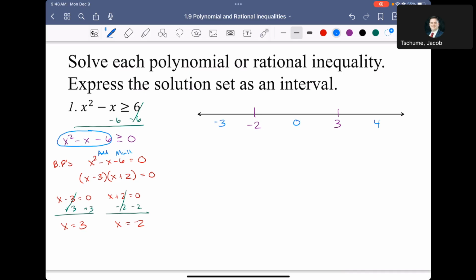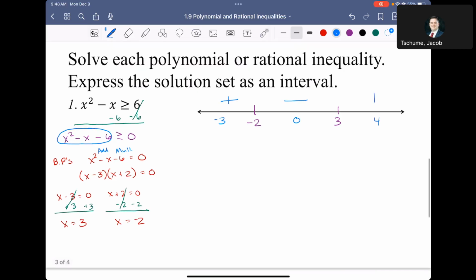So if you plug -3 into your expression, you should end up getting, give me 1 second, a positive number. So I'm just going to put a plus symbol there right now. If I plug 0 into the exact same thing, you should end up getting a negative answer. So I'm going to put a minus there. And then if you plug 4 in, you should end up also getting a positive answer.